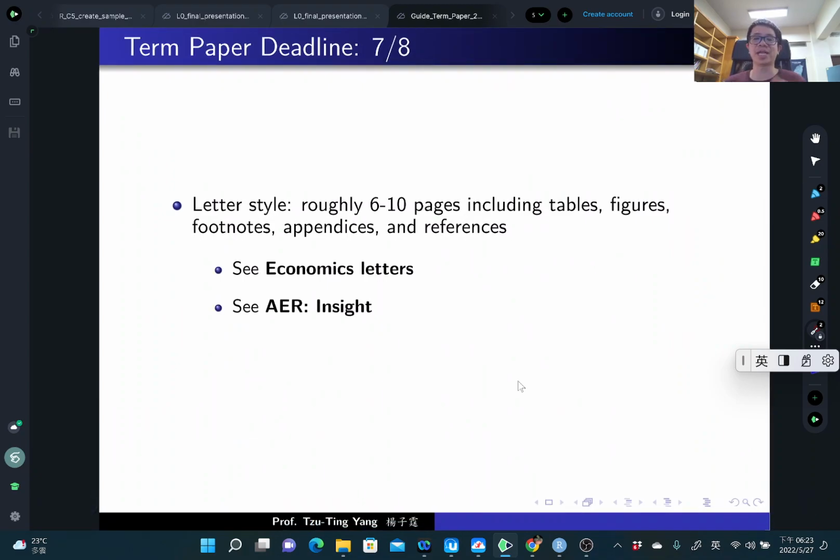And the term paper is letter style. That means it's not a very long paper, just roughly 6 to 10 pages, including tables, figures, footnotes, appendix, and references. You can look at the journal called Economic Data or AER inside. Basically, I just want you to write to the point, not write a lot of things that I cannot see your point. So a short paper to the point is much better than a very long paper that distracts your readers.